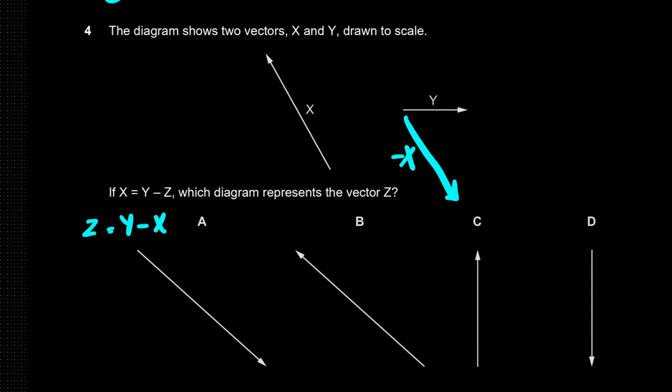And then I can also choose to play around with where this is placed. So if I place this here, you can see that now this obeys the head to tail rule. So I just join these and this is going to give me the resultant, which is really Z here. So it's obviously A if you just look at the directions.